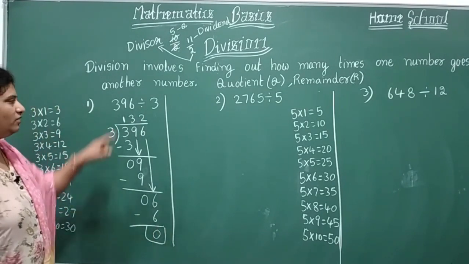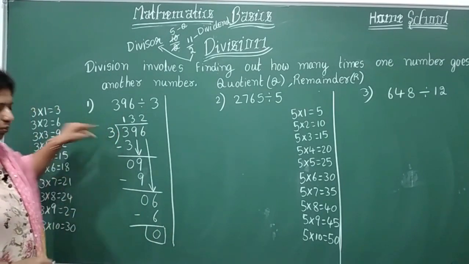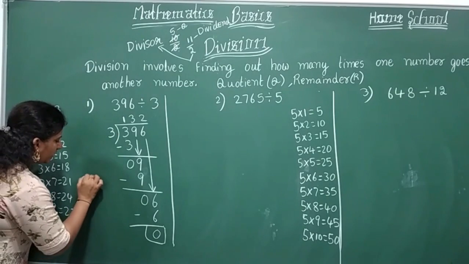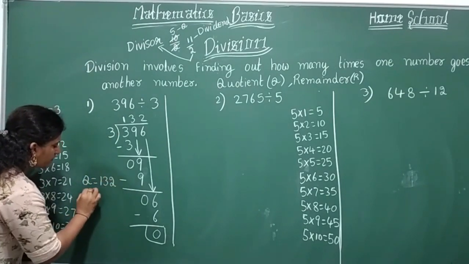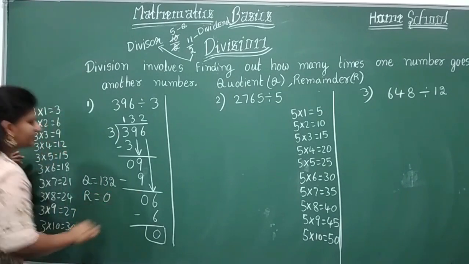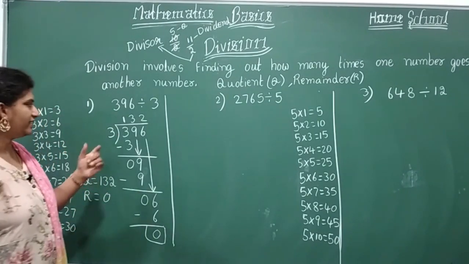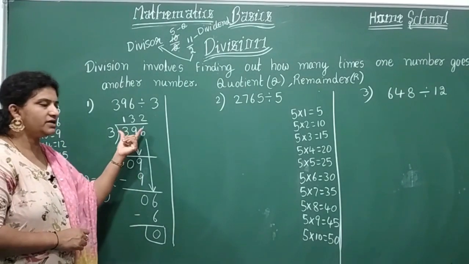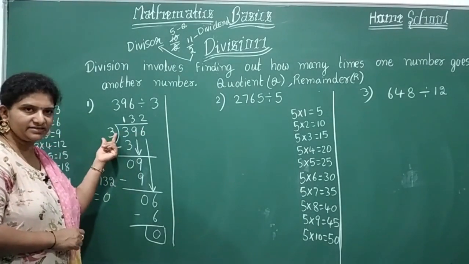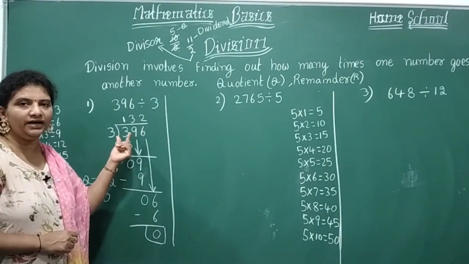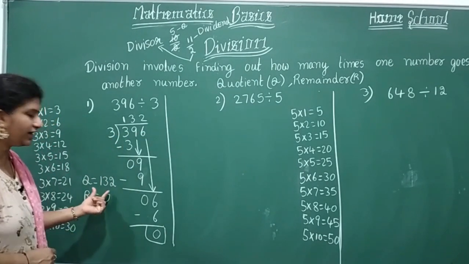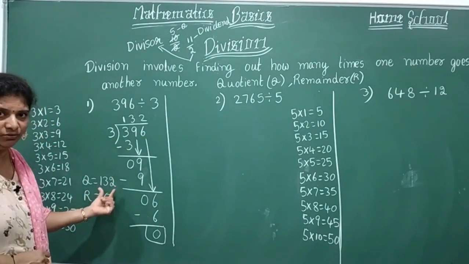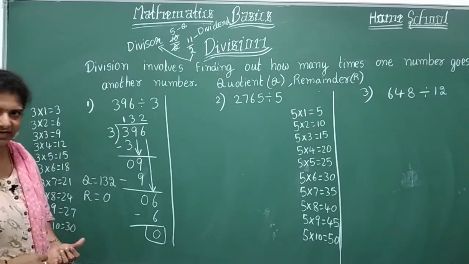Look here, children. What did you get here? 132. Let me write here. Quotient is 132 and your remainder is 0. So once again I repeat, this is your dividend, divisor. When you divide 396 by 3, you are going to get a quotient of 132 and remainder is 0.